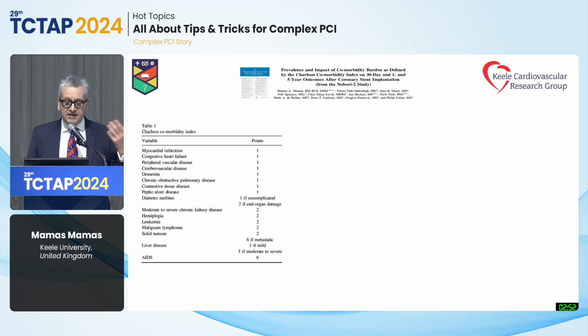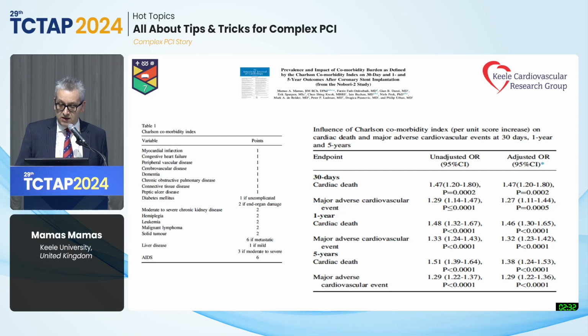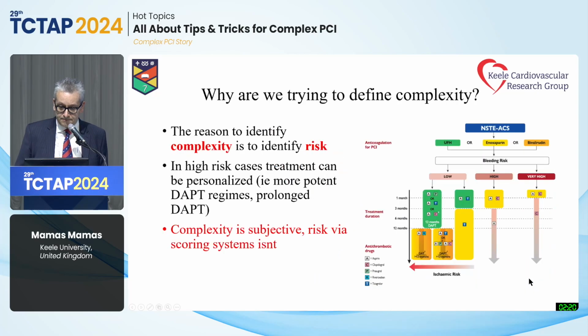And we have ways of measuring patients' comorbidity, which again is one of the factors that, in my view, determines complexity. So here we have a risk score that's been validated, the Charlson comorbidity score. We were the first to validate it, certainly for long-term outcomes in PCI, from the NORIC-2 study. And you can see that, up to 5-year outcomes, comorbidity burden is associated with 5-year cardiovascular deaths, MACE, and so forth.